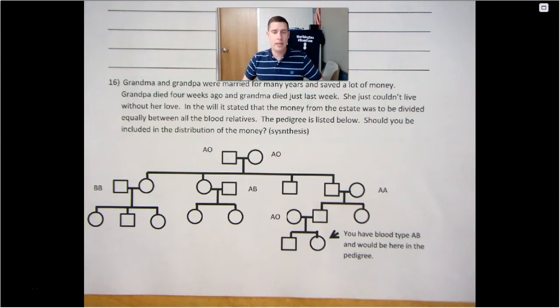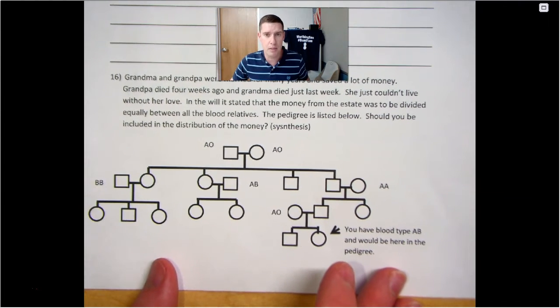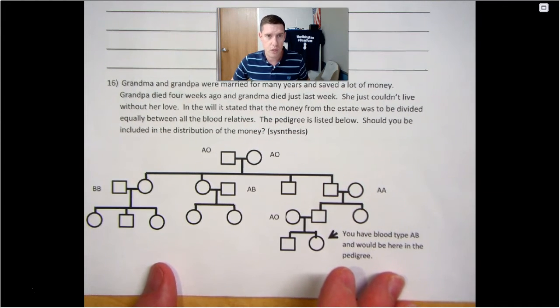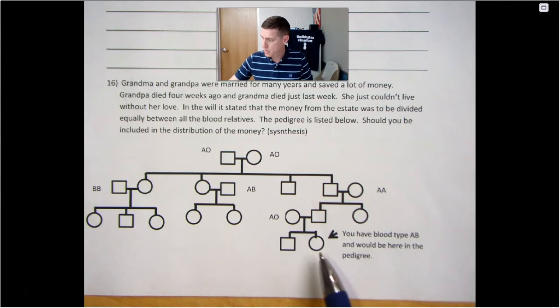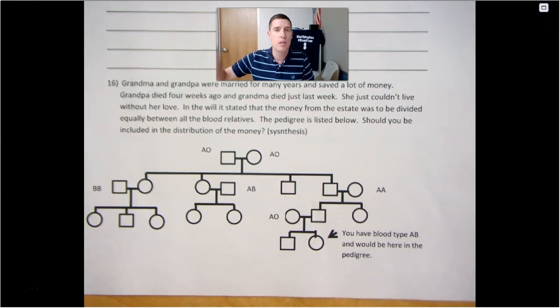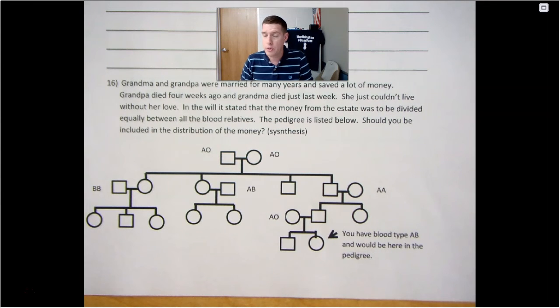Okay? So now when you look at this question, it may make a little bit more sense to you. Grandma and Grandpa were married for many years and have saved a lot of money. Grandpa died 4 weeks ago. Grandma died just last week. She just couldn't live without her love. In the will, it stated that the money from the estate was to be divided equally between all the blood relatives. The pedigree for the family is listed below. Should you, right here, with blood type AB, because it says you have blood type AB, be included in the distribution of the money?